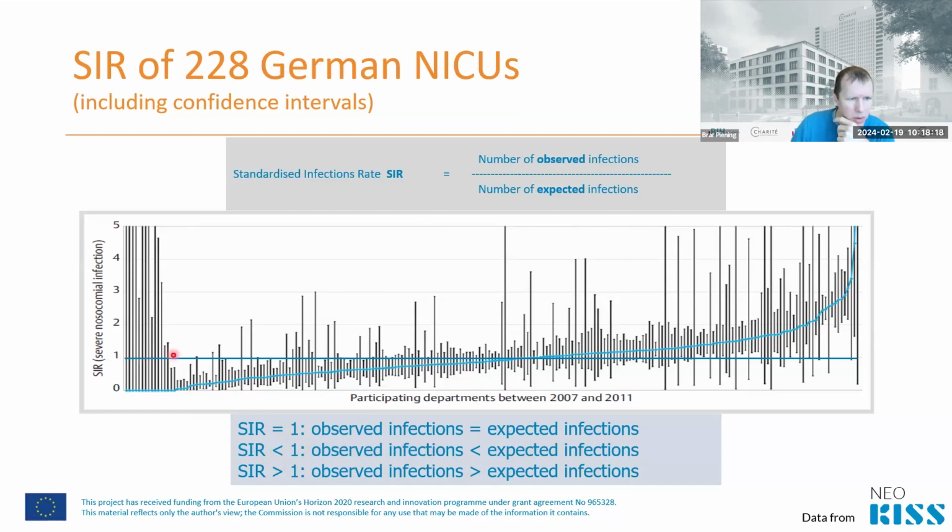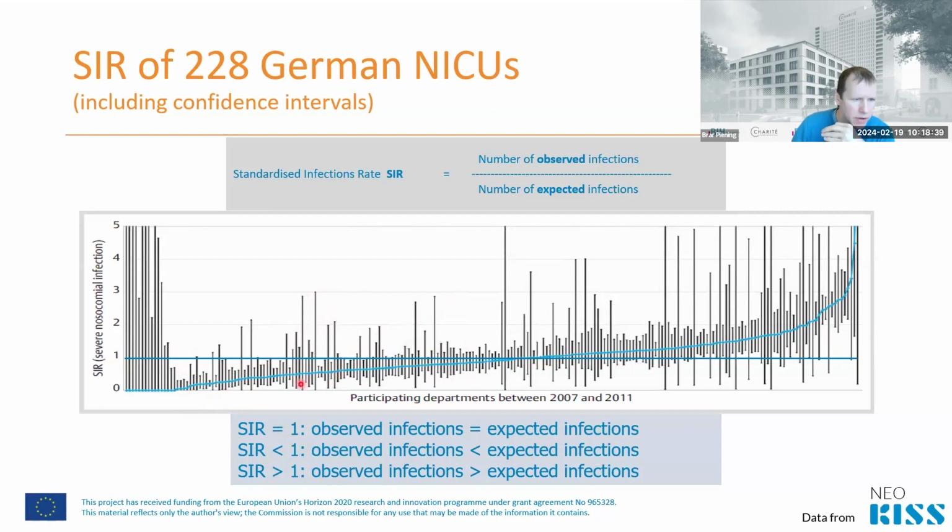So the line here, the number 1, marks the wards that have the number of infections we would expect, and each of the vertical lines is one ward, showing the confidence interval around the data.